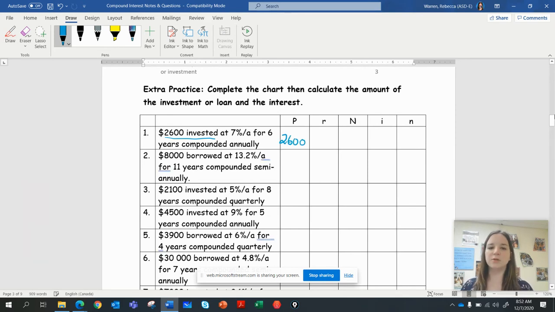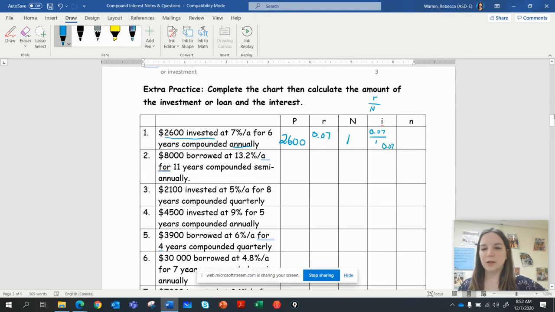The rate is the interest rate, so that's 7%, which I will write in its decimal form, so 0.07. This capital N refers to how often it's compounded. So because it's compounded annually, that means once a year. And then the small i refers to actually taking our 0.07 and dividing by the compounding period. So it is R divided by N. 0.07 divided by 1 is just 0.07.